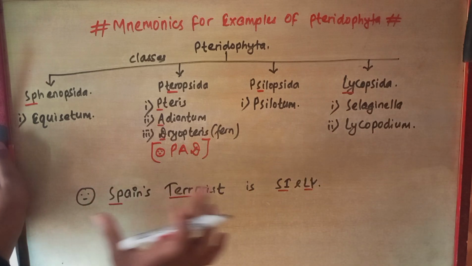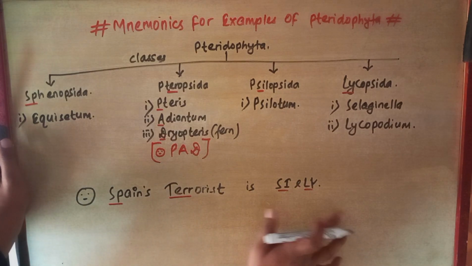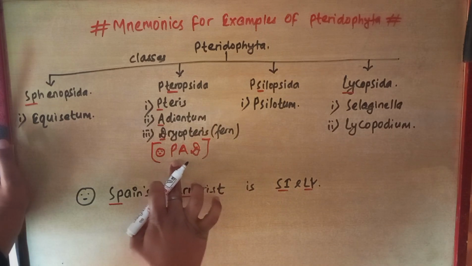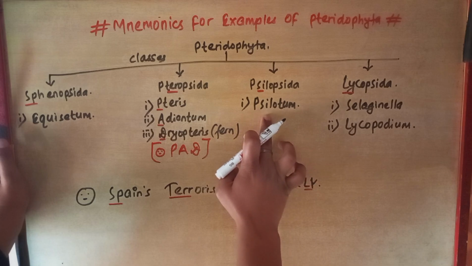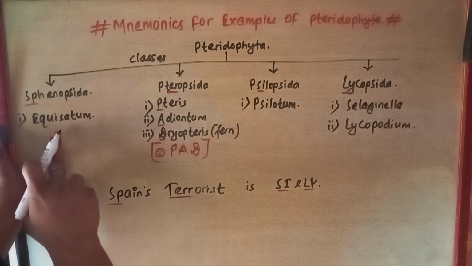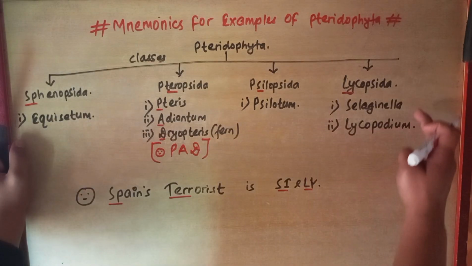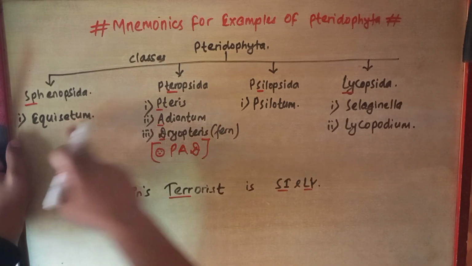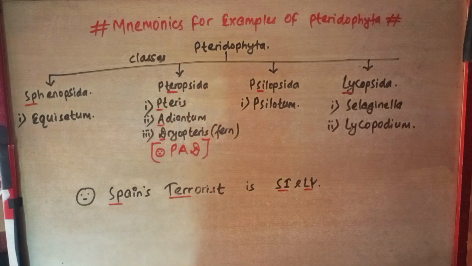So here you have to remember the examples of two classes only, because in Pteropsida I provided the trick PAD, and for Coelopsida the example is its name only. So you have to remember the examples of Sphenopsida and Lycopsida. That is, you have to remember only three names: Equisetum, Selaginella and Lycopodium. So my dear student, this is all about the examples of Pteridophyta.